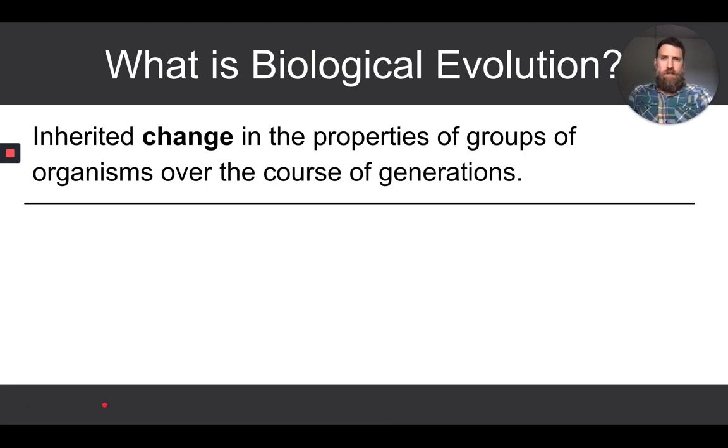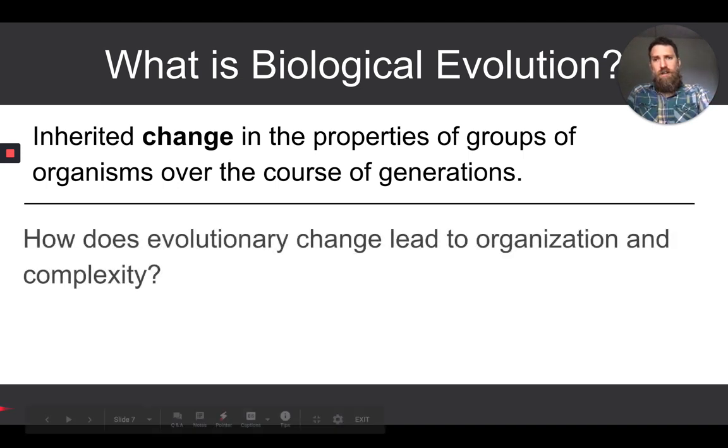Now, also in this definition of biological evolution, we have probably the most important word, change. This is at the heart of what evolution means. But just because you have biological evolution or you have change, that isn't quite the whole picture. We're still missing a piece, because change on its own doesn't necessarily lead to organization and complexity that we see in life.